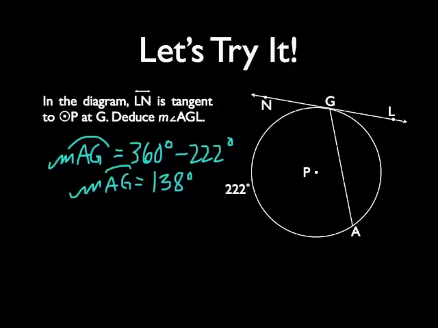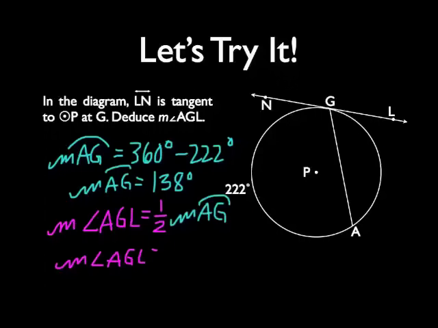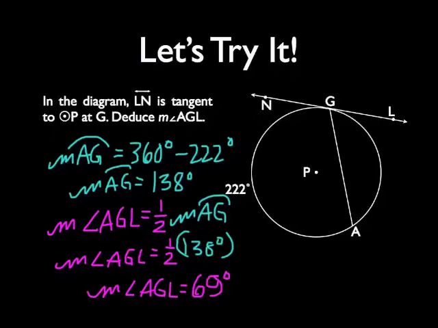And now that we know the measure of the arc, we can use the tangent-chord angle theorem to find the measure of angle AGL because it's going to be half of the intercepted arc, which is arc AG, and so that means it's half of 138 degrees. And of course, half of 138 degrees is 69 degrees. So the tangent-chord angle theorem, very easy to apply. All that we will be doing is either multiplying or dividing by 2 in order to use it.